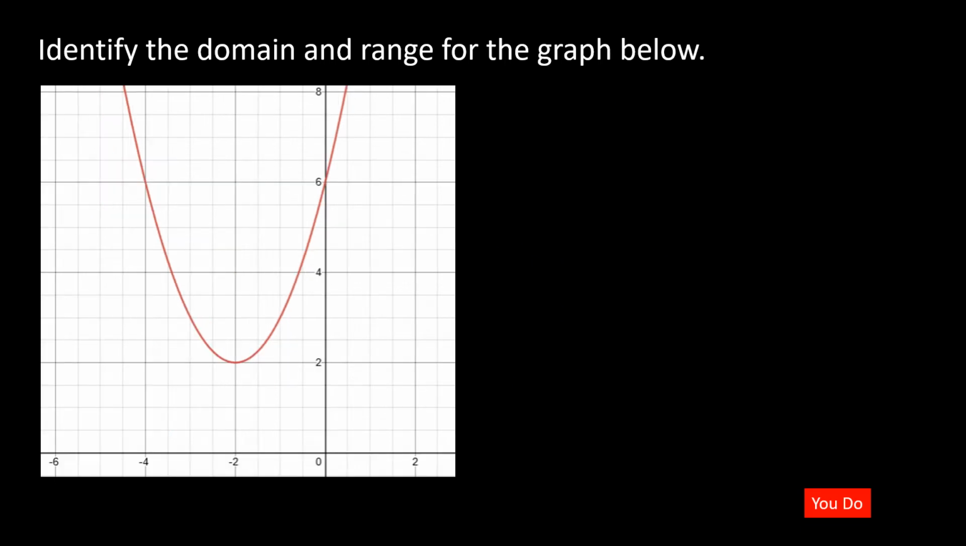So this is your problem here. You want to make sure that you do the exact same thing. You're going to want to pause this here, work on this on your Pear Deck, and you're going to analyze the domain, which is all the x values, and the range, which is all the y values. When you're done, go ahead and move on to the next problem.